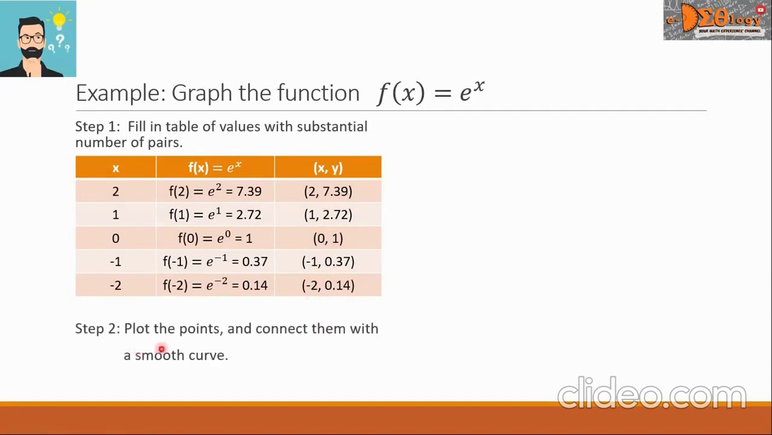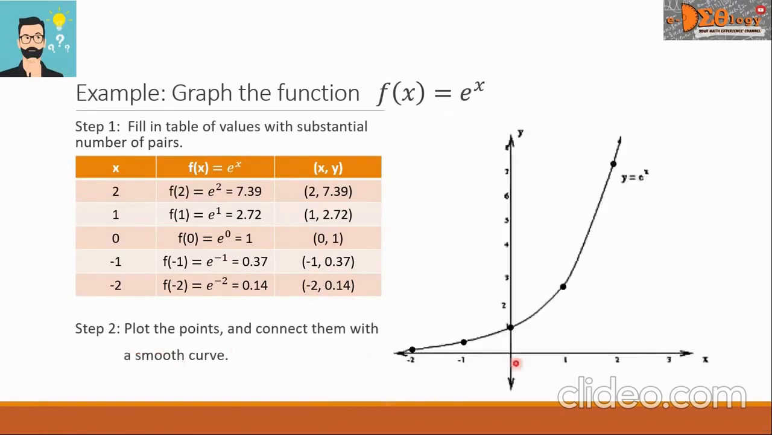And then step 2, let us plot the points and connect them with a smooth curve. This is now the curve. Look at our first point, 2, 7.39. It is here. The 1, 2.72 is here. The point 0, 1 is here. The point negative 1, 0.37 is here. And the point negative 2, 0.14 is here. And we can see the smooth curve. And this is our final answer.